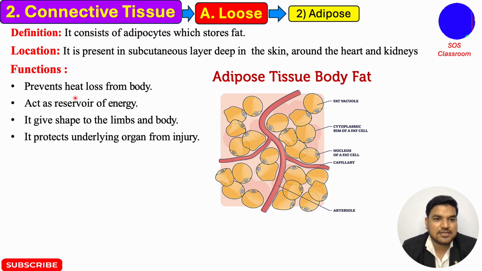What are the functions? It prevents heat loss from the body, acts as a reservoir of energy, gives shape to the limbs and body, and protects the underlying organs from injury. So these are the functions of adipose tissue.